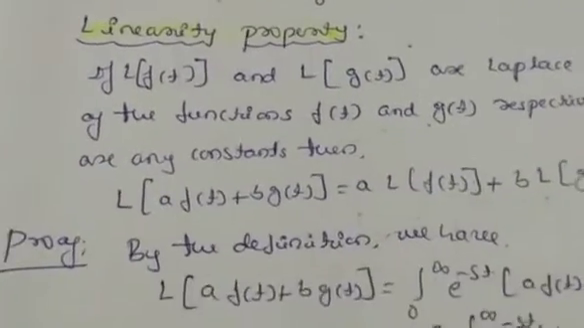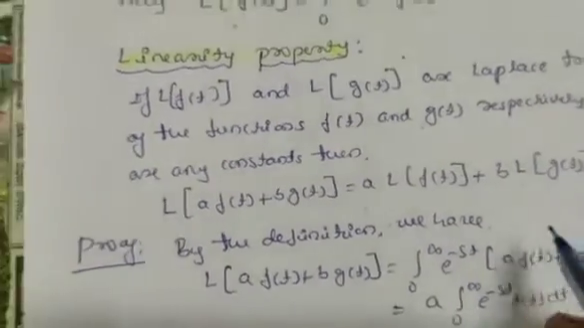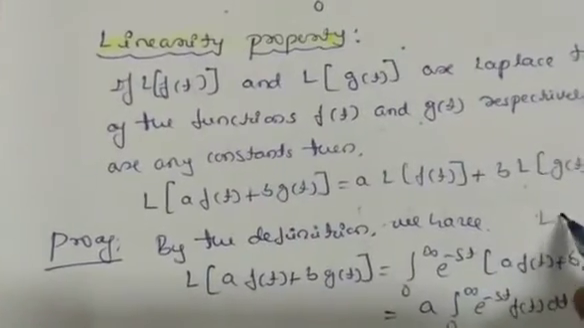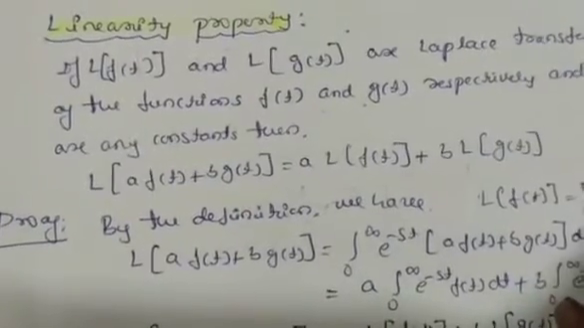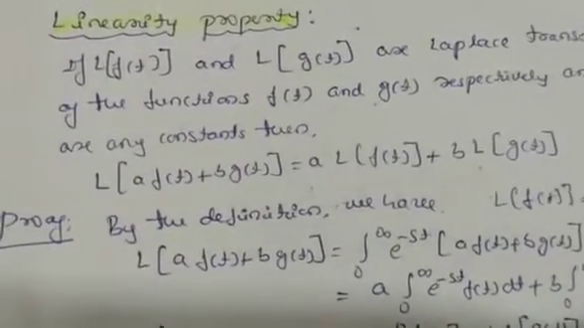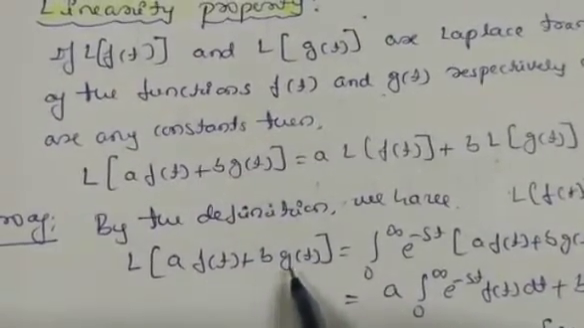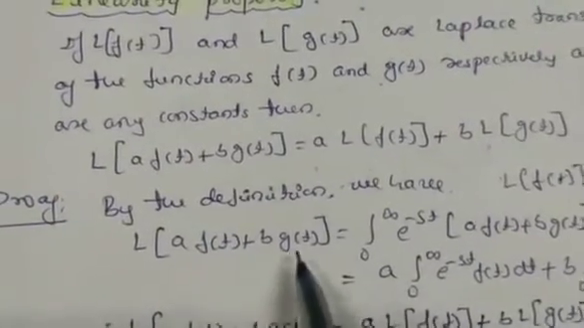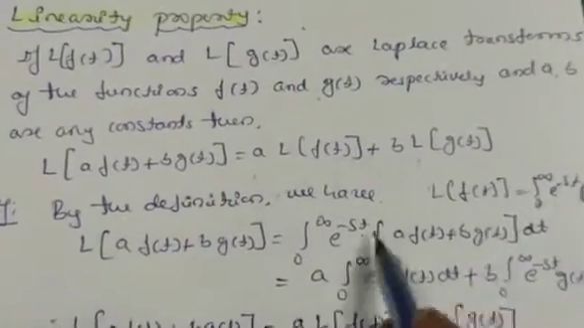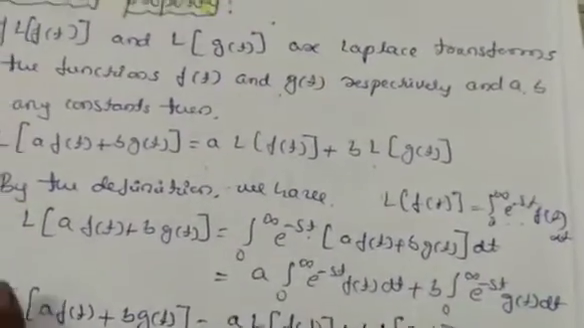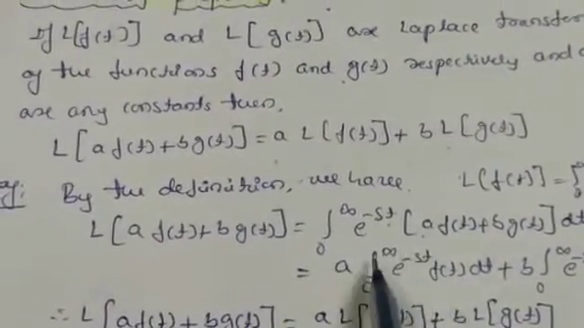This is very easy. By the definition of a Laplace transform, L{f(t)} is equal to integration from 0 to infinity of e^(-st) f(t) dt. So in place of f(t), you have to put a f(t) plus b g(t) here. So L of this is equal to integration from 0 to infinity of e^(-st), as it is according to this definition, and in place of f(t) you put a f(t) plus b g(t), dt. Again here a is a constant, we will take it outside.